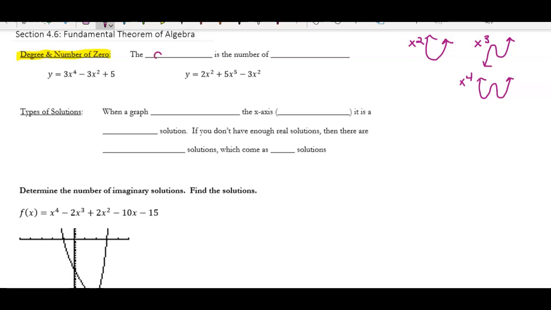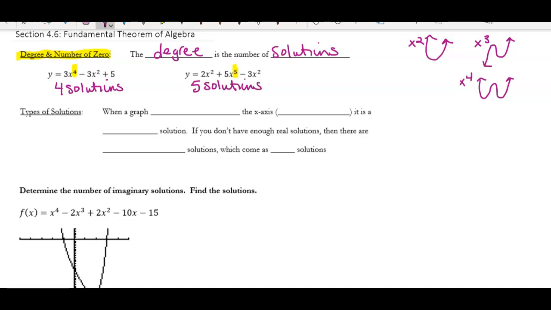So the degree is the number of solutions there's supposed to be. And remember, we find the degree by finding the biggest exponent. So right here, this is my degree. So this should have 4 solutions. Okay. My degree for this one, it's not in order. The biggest one is 5 right there. So this one should have 5 solutions.